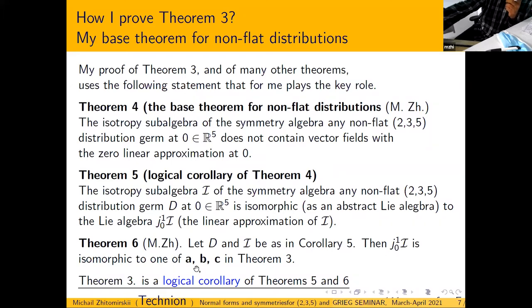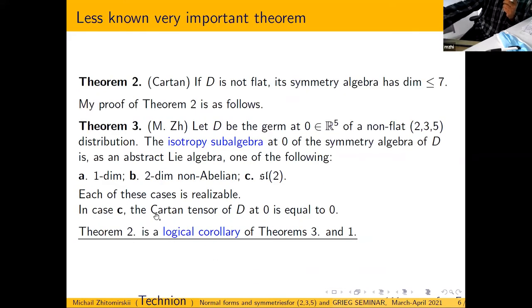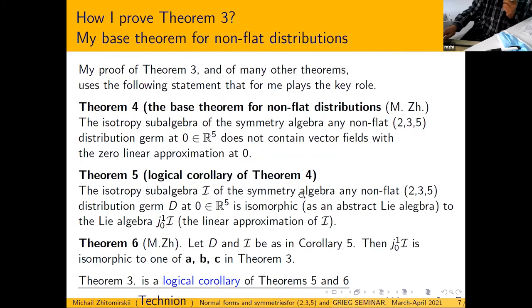So it is a simple statement. I am claiming that, in terms of this theorem, the algebra of linear approximation is one of A, B, C here. And this is a, but I have not proved the Bayes theorem. It is not a simple theorem.